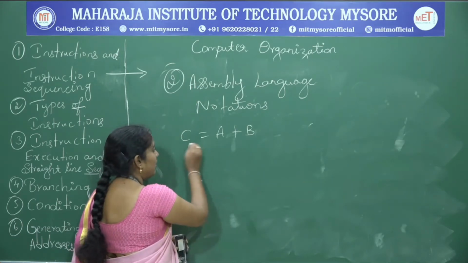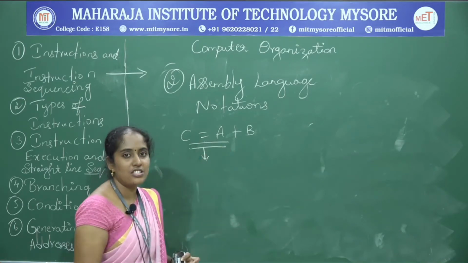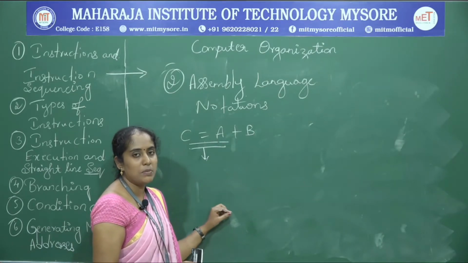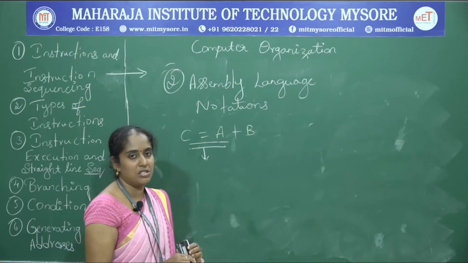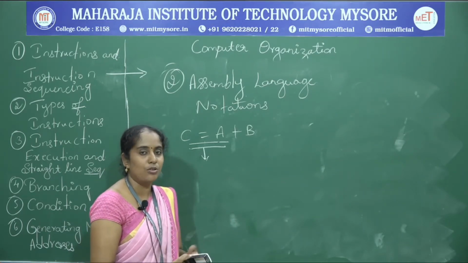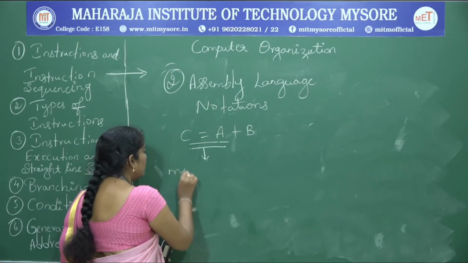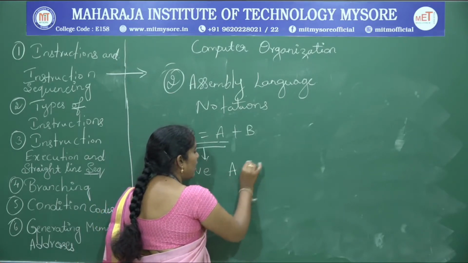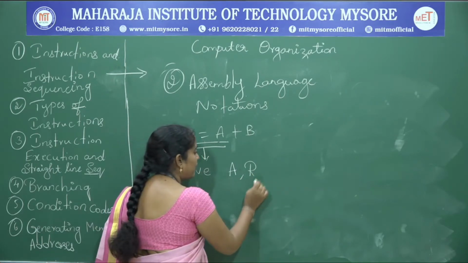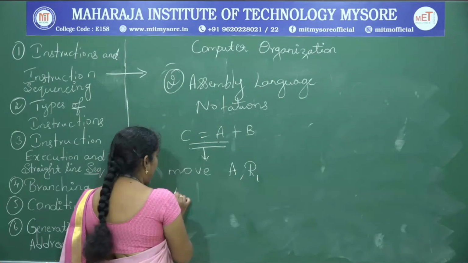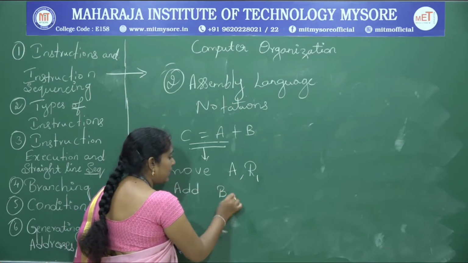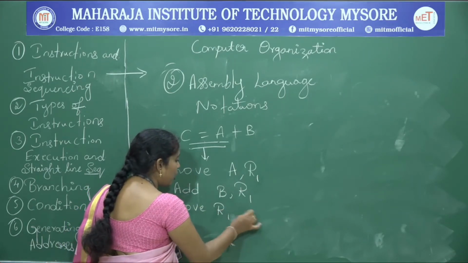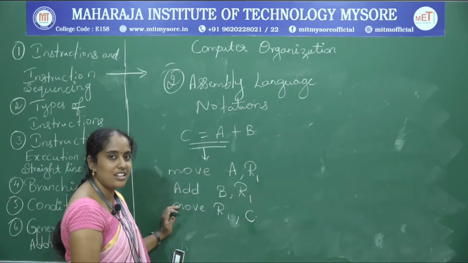Say for example, this can be written as: first you need to move the content of A to any register present in the processor. Here I am taking the R1 register, or you can take R0 or R2, no problem. How? Move content of A to R0 or R1. Next, add B comma R1, and again move R1 comma C. This is the instruction set.